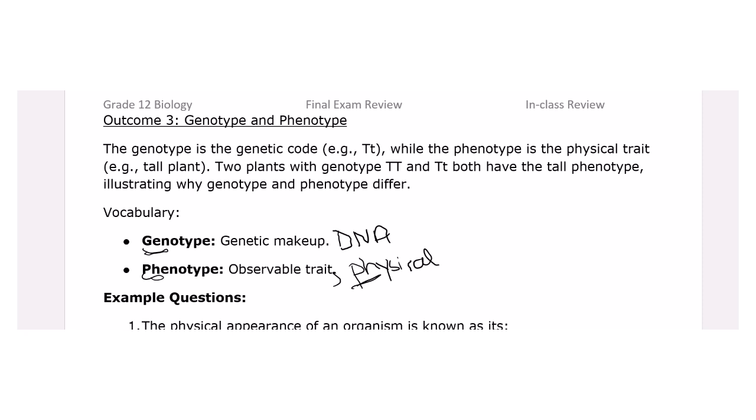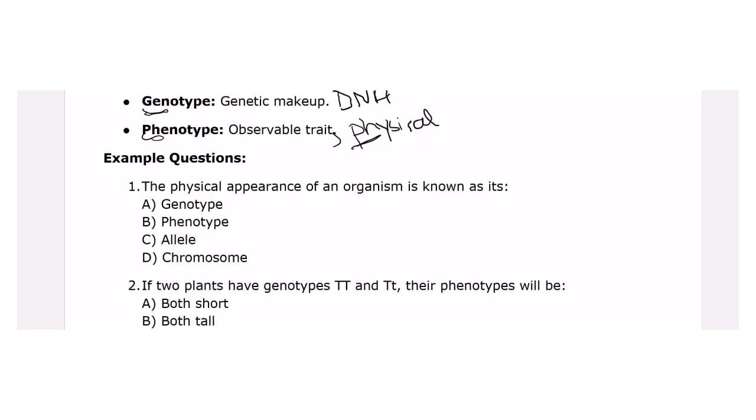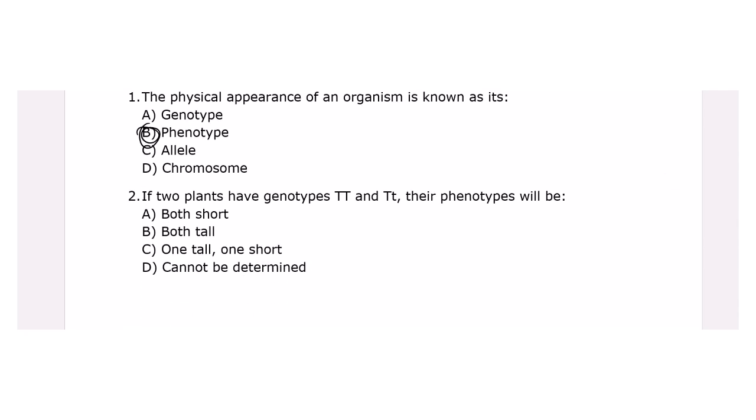Little a? Genotype. Okay, the physical appearance of an organism is known as its phenotype. And if two plants have genotypes big T, little t and big T, little t, their phenotypes will be what? Both tall. Okay, so we remember that expression, right? You need just one big T, or one big letter, to express the phenotype correctly.